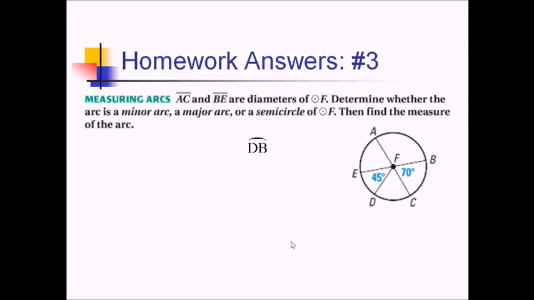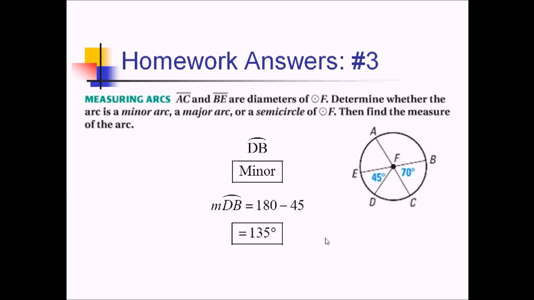For number 3, we want to find the type and the measure of arc DB, this arc over here. It's less than half the circle, so that's a minor arc. And we just have to subtract 45 from the full semicircle that we have from E to B. So that's going to be 180 minus 45, which gives us 135 degrees for arc DB.